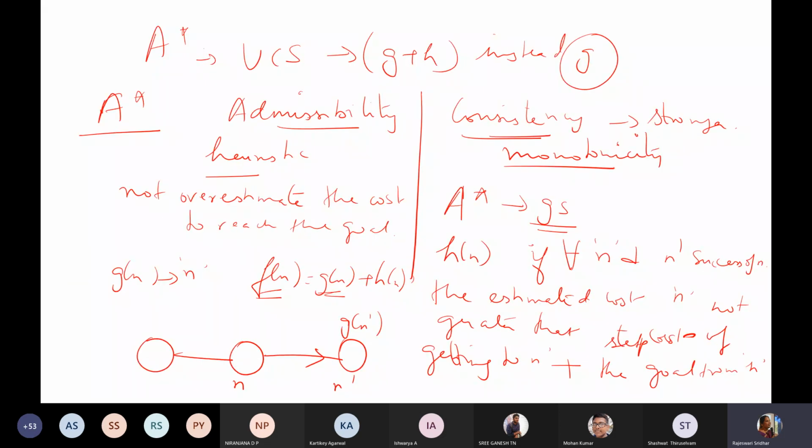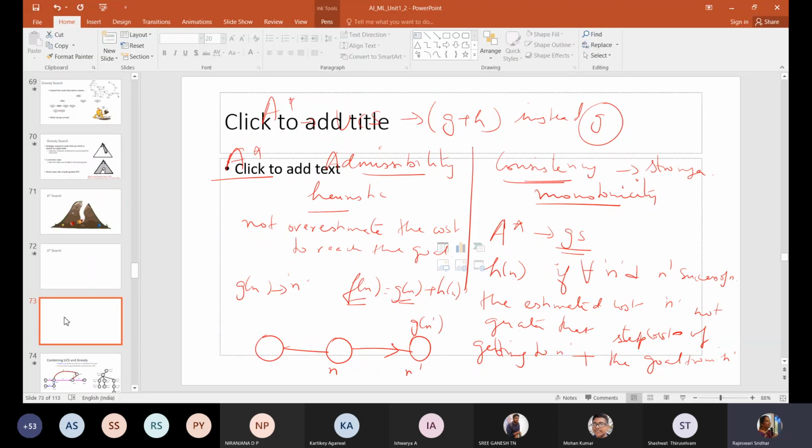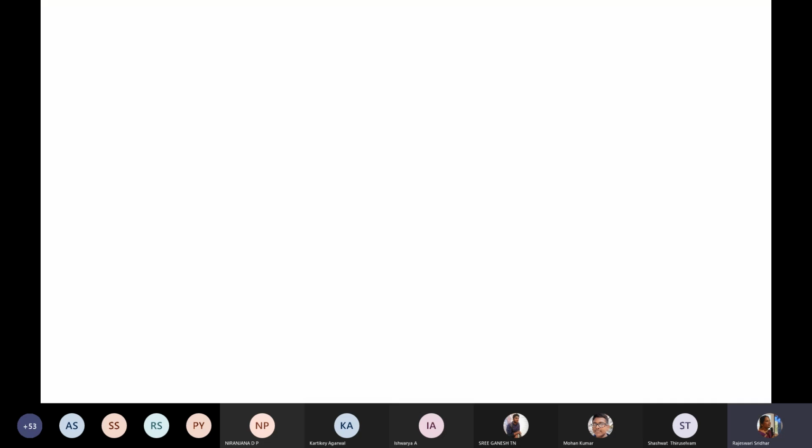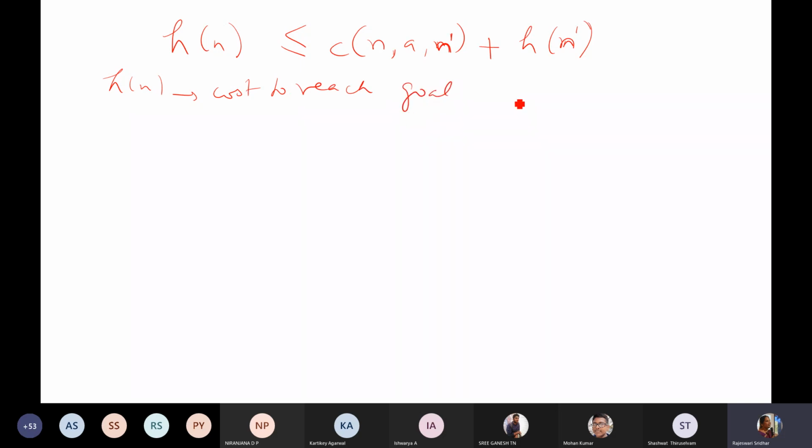So here we are talking about a triangle inequality, which is very essential as far as A star search is concerned. Where you are saying h of n should be less than or equal to the cost of reaching n dash from n using any action plus h of n dash. Now what is h of n? h of n is the cost to reach the goal state from a node n.